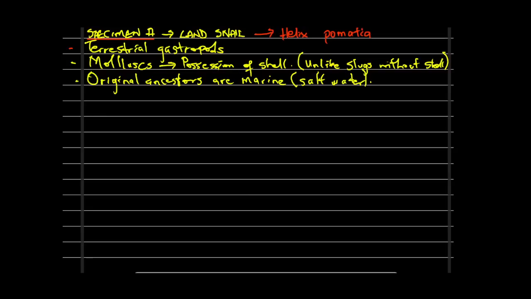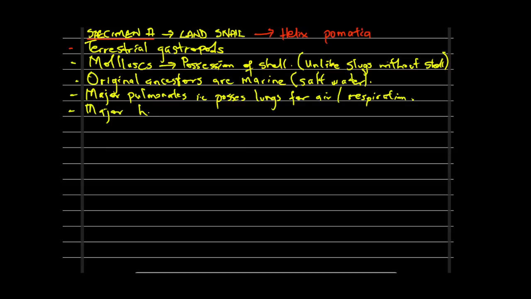And then I said they are pulmonates, majorly pulmonates. Let me put it this way. They are pulmonates, that is, they possess lungs for air or respiration. So that is why we refer to them as pulmonates. Also, I said that they are hermaphrodites. Yes, that is another characteristic that I made mention of. Majorly hermaphrodites. So they do not need the help of any other organism to reproduce. They can self-reproduce.